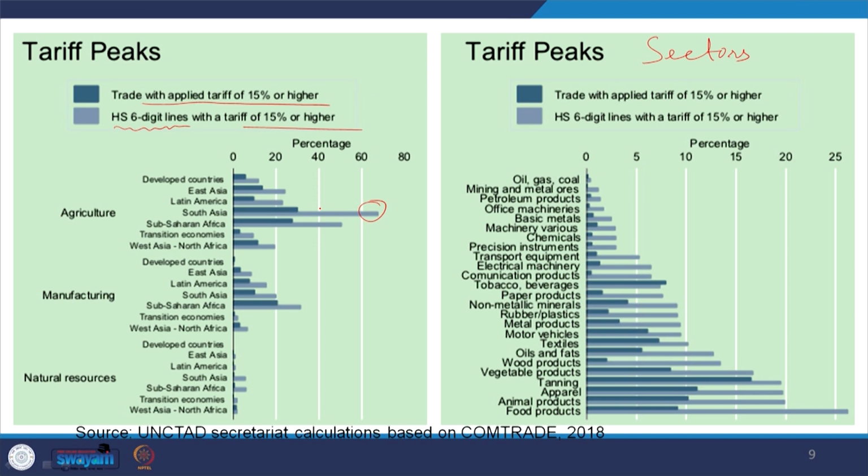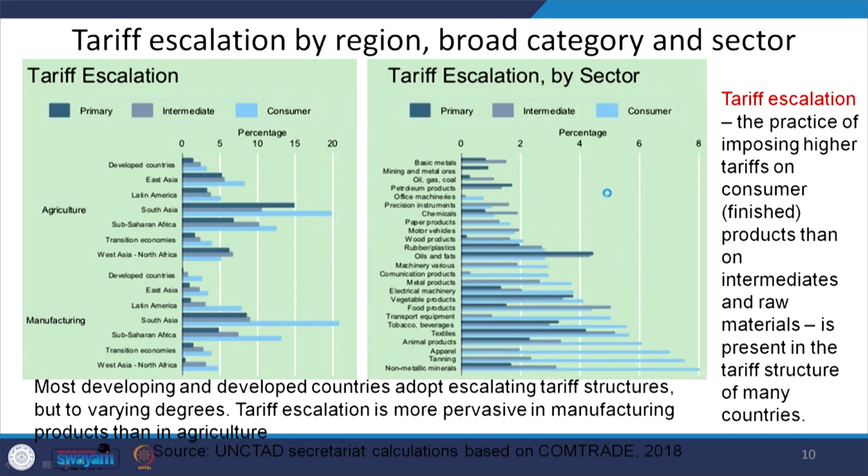And so far as natural resources and their tariff is concerned, it is the least. Understanding the peak sectors where tariff lines are very high, it is food products, animal, apparel, training, vegetable products, etc. Whereas oil, natural gas, mining, coal, etc. attract very low peak tariffs.